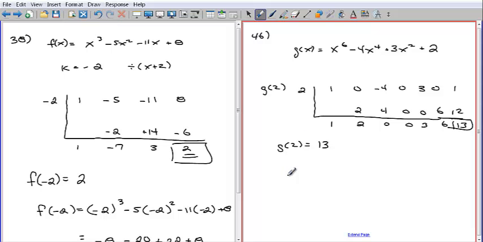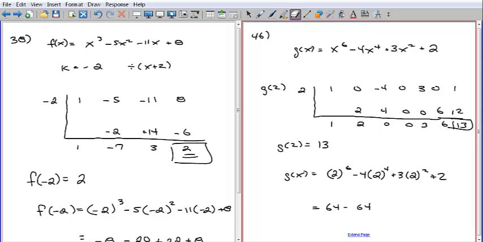Okay, so the other means would be to plug it in there. So you'd have 2 to the 6th minus 4 times 2 to the 4th plus 3 times 2 squared plus 2. So 2 to the 6th is 64 minus 4 times 2 to the 4th. So that's also 64 because 4 is 2 squared. 2 squared times 2 to the 4th is 2 to the 6th. So those cancel out.